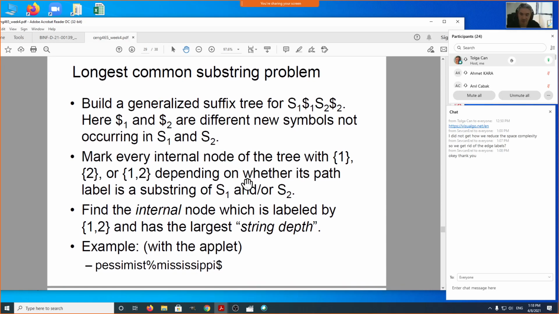Okay, and finding the internal node which is labeled by both 1 and 2 and has the largest edge label depth, I mean, it has the longest path as we move from the root node, is going to give you the longest common substring. It means that if this is a path from the root node which is shared by suffixes that belong to both 1 and 2, then that prefix is shared by both, which makes it the longest common substring in both of them.